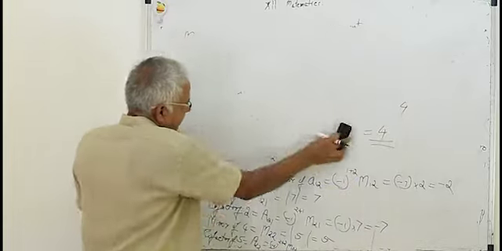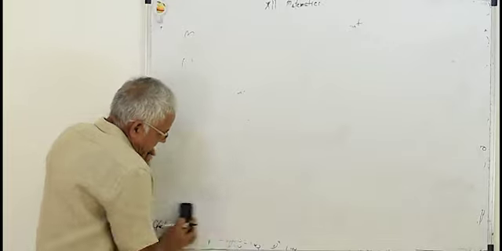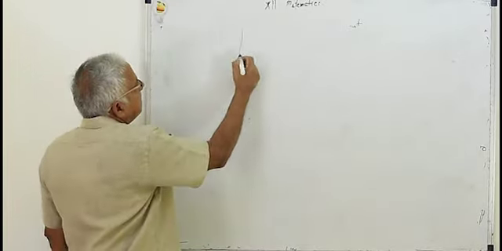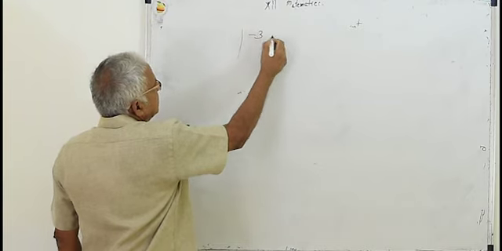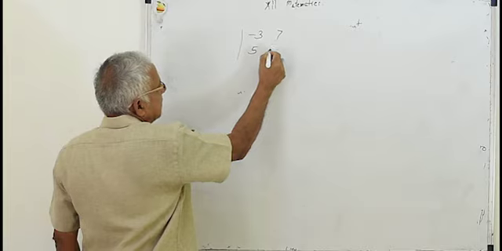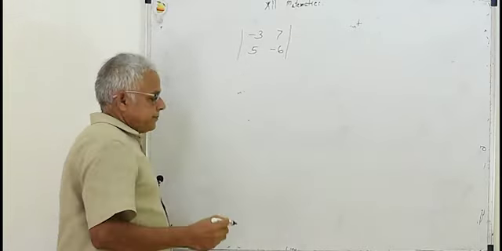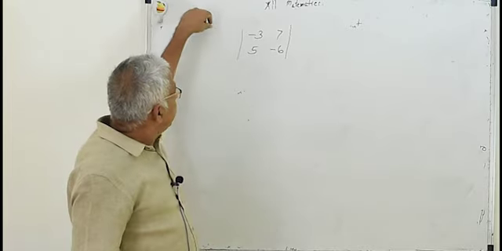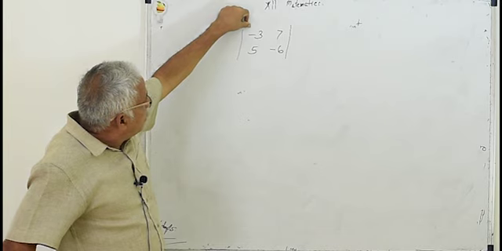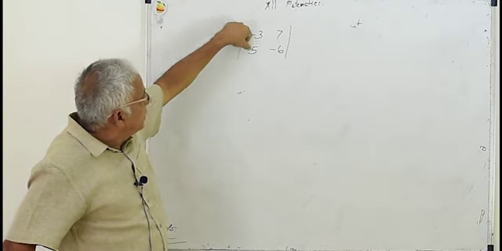Assignment. Write the minors and cofactors of the determinant minus 3, 7, 5, minus 6.